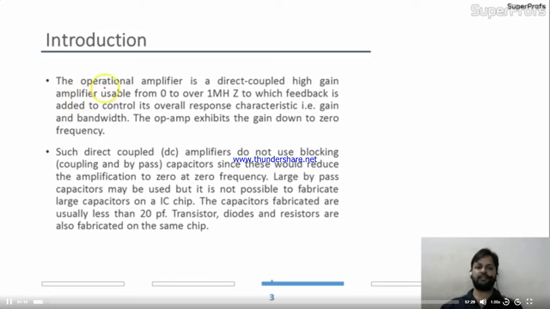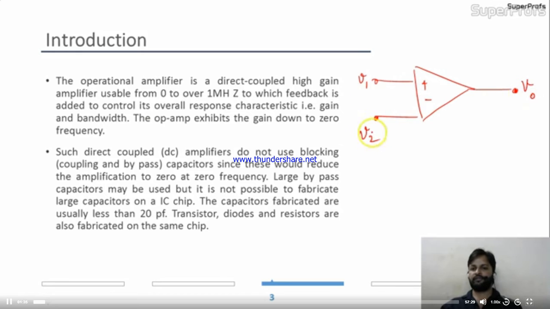Actually friends, the operational amplifier is a direct coupled high gain amplifier. Direct coupled means it's directly given like this. You have to apply input over here and you have to take output. If this is V1 and this is V2, you are applying them over here, and directly you are getting output. Your difference of these will be multiplied with AD, where AD is the differential gain. Okay, so this is what we call Opamp.